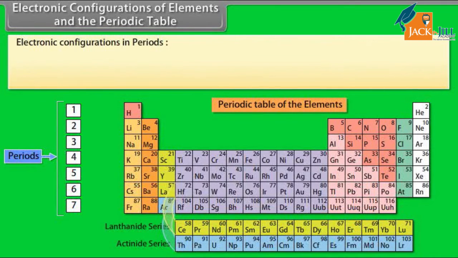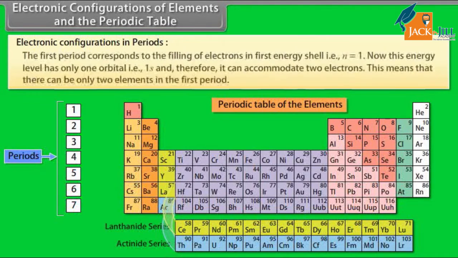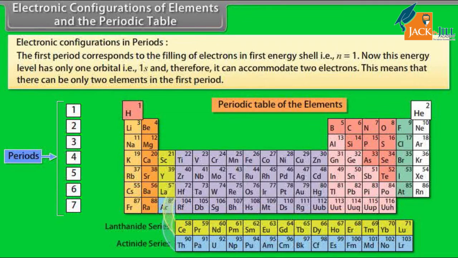Electronic configurations in periods. The first period corresponds to the filling of electrons in the first energy shell, that is, n equals 1. This energy level has only one orbital, that is 1s, and therefore it can accommodate 2 electrons. This means that there can be only 2 elements in the first period.